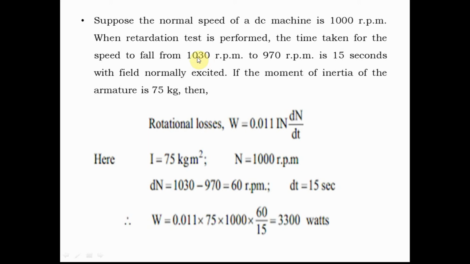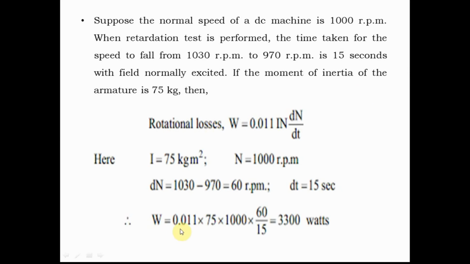the change in speed is given by these two values. So dn will be the change in speed from 1030 to 970, and the time taken is 15 seconds. If you consider t equal to 0 as the initial time, the dt value will be 15 seconds. When you substitute, we get the rotational losses as 3300 watts. In this example we know the moment of inertia of the armature, so it was easier to calculate the rotational loss. But in practical situations, calculating moment of inertia is a very difficult task.